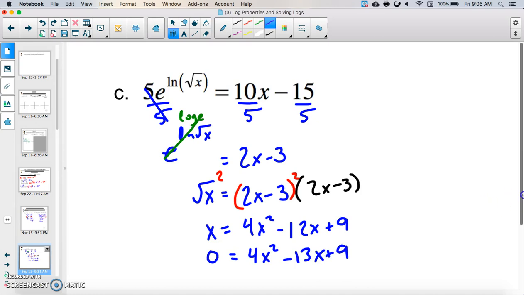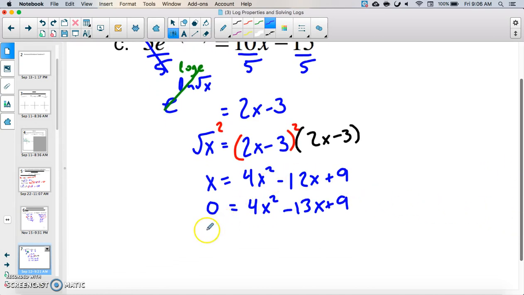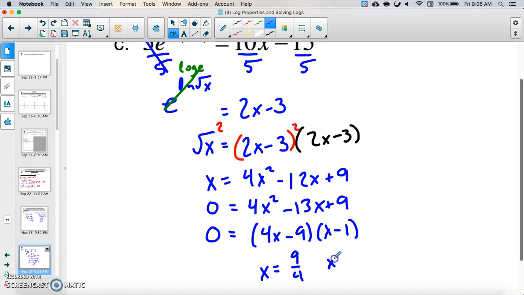And then we can try to factor that. For time's sake, I'm going to factor it for you. So if we factored that, it would turn into 4x minus 9 and x minus 1. And then if you solve those, this one will equal 9/4. This one will equal 1.